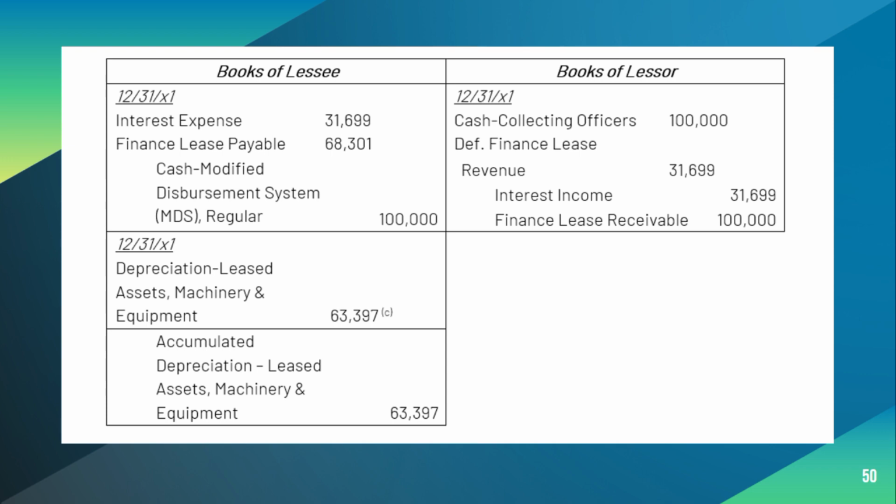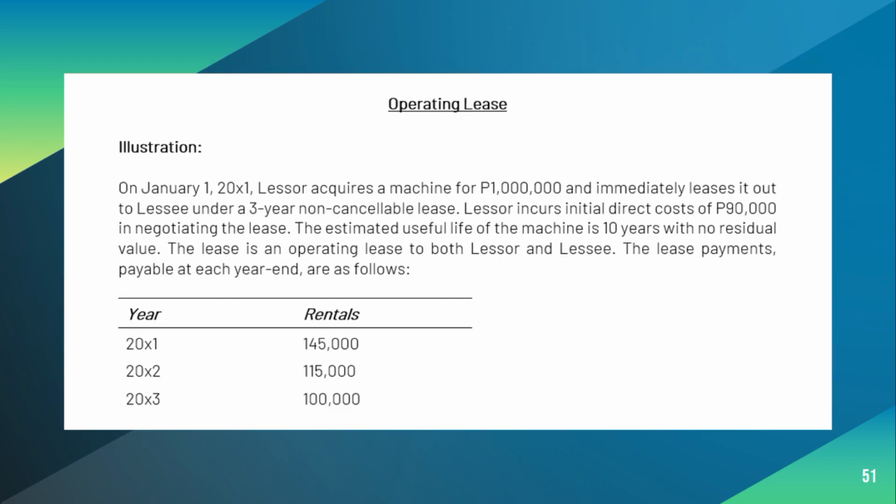Let's move on to the example for operating lease. Situation is on January 1, lessor acquires a machine for 1 million and immediately leases it out to lessee under a 3-year non-cancelable lease. Lessor incurs initial direct costs of 90,000 in negotiating the lease. The estimated useful life is 10 years with no residual value. The lease is an operating lease to both lessor and lessee.